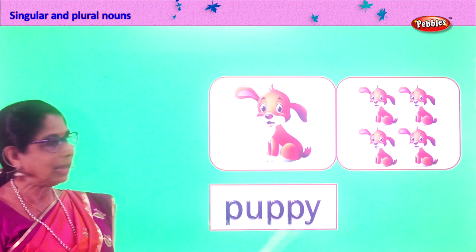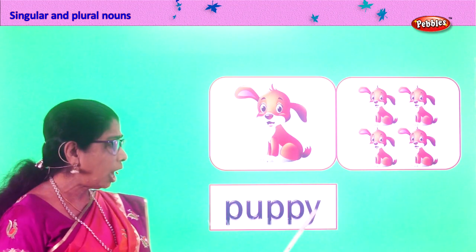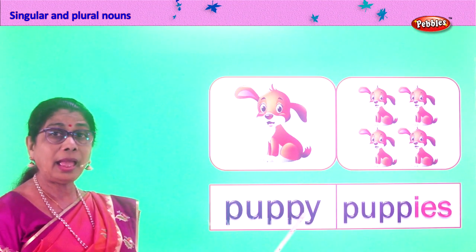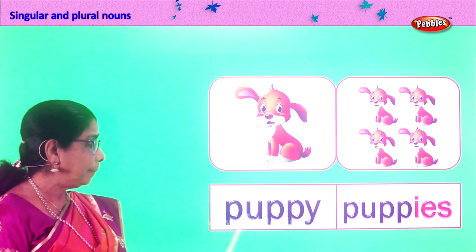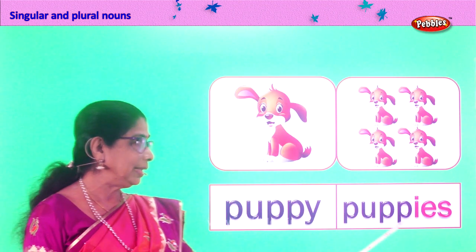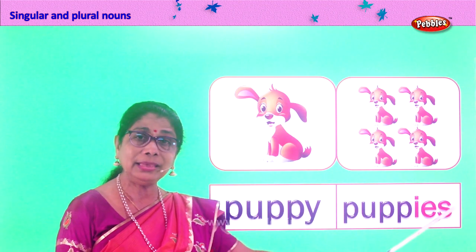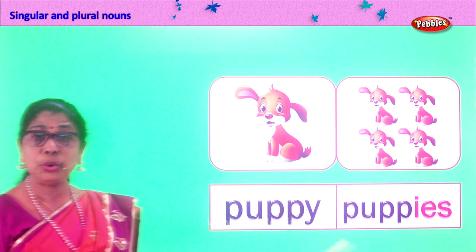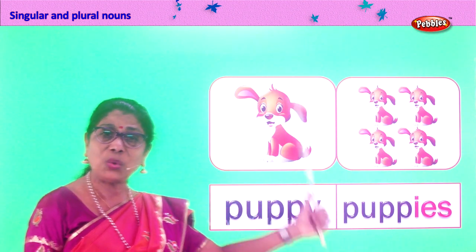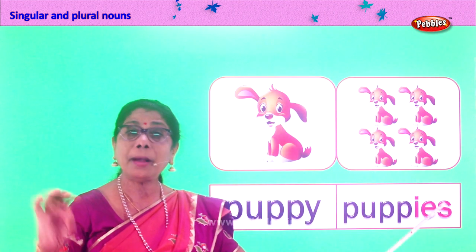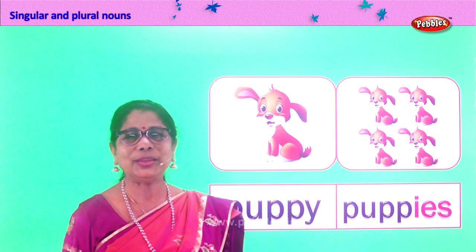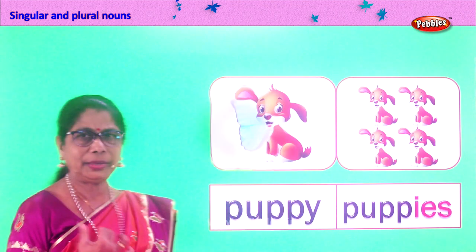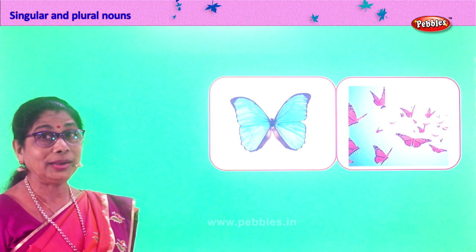One puppy. And if there are four of them, how will you form the plural? Take away the Y, add IES. So, P-U-P-P-I-E-S. Puppies. Singular form puppy, plural puppies. One puppy, four puppies. Did you enjoy? Good. Let's look at another picture and form the plural.